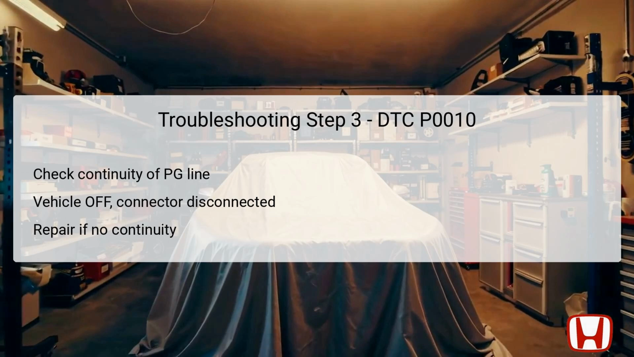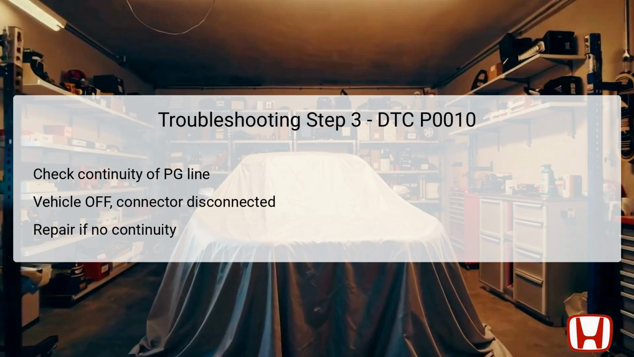Test point 1 should be the female terminal number 2 of the VTC oil control solenoid A connector, while test point 2 should be connected to body ground. If there is continuity between these points, the circuit is intact, indicating that the wiring is functioning correctly. However, if continuity is absent, this signifies an open in the PG wire.